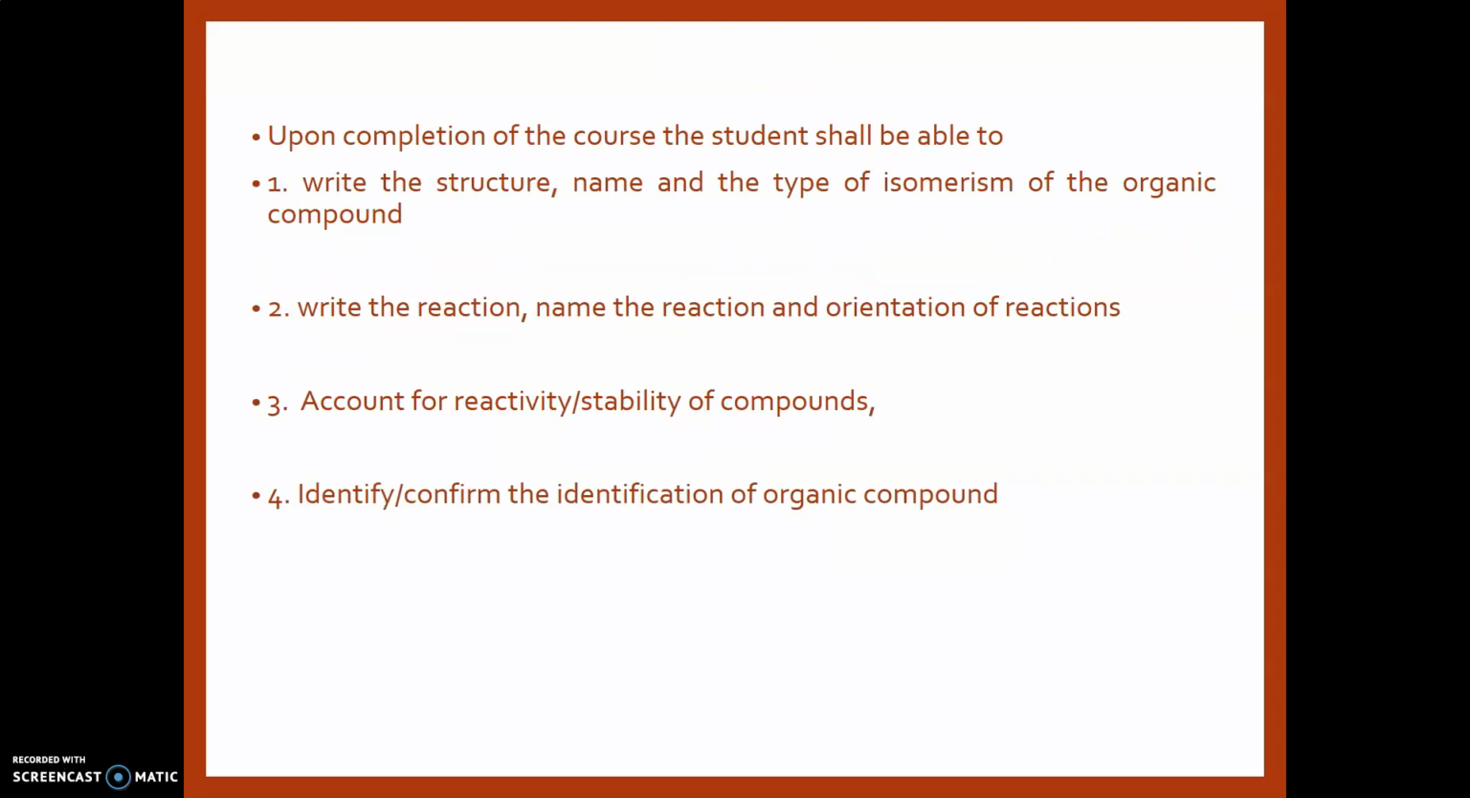There is another thing related with the scope: upon completion of the course, the student shall be able to first of all write the structure, name, and the types of isomerism of the organic compound. Then write the reaction, name reaction, orientation of reaction, account for the reactivity and stability of the compound, identify, and then confirm the identification of the compound. So these are some of the scope we require after the completion of this course.